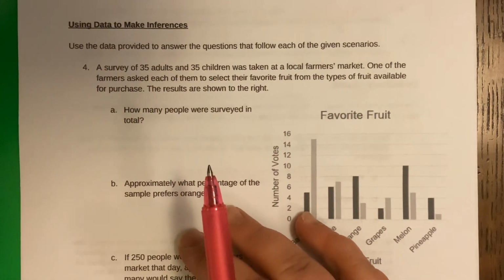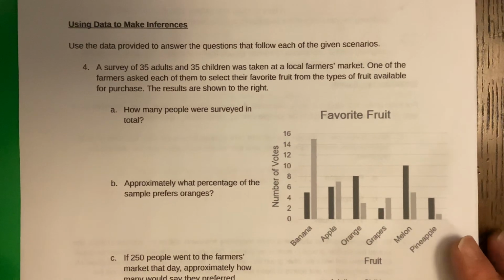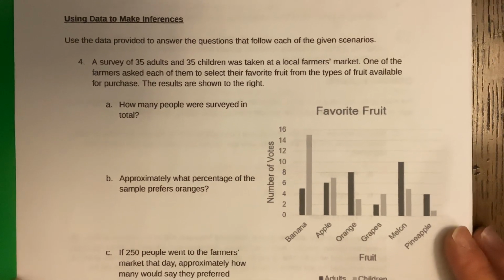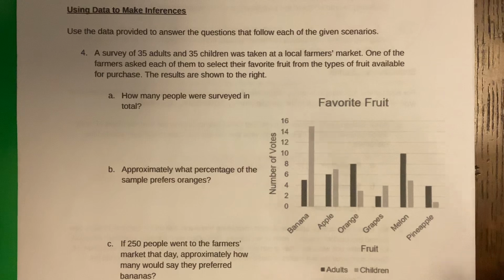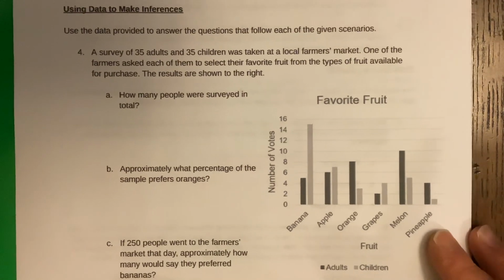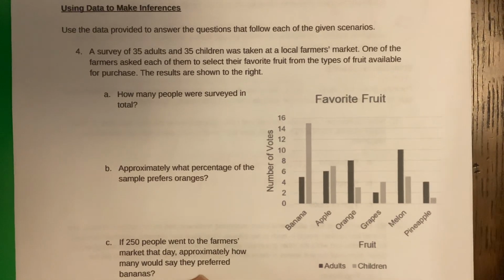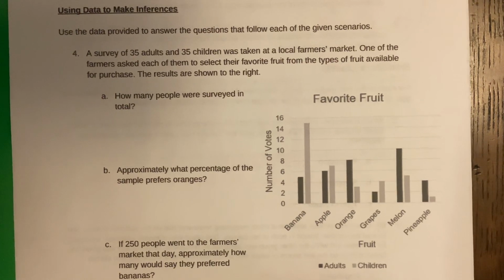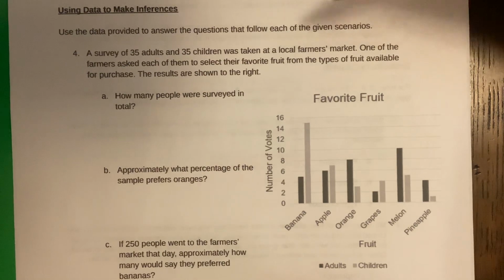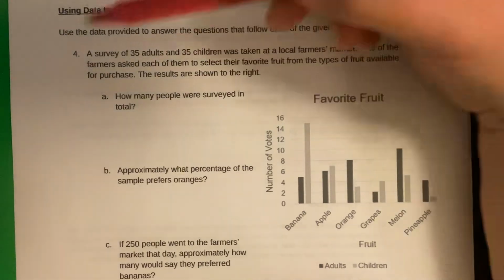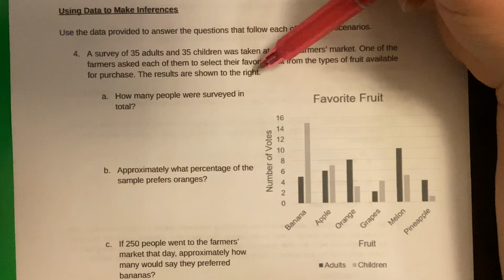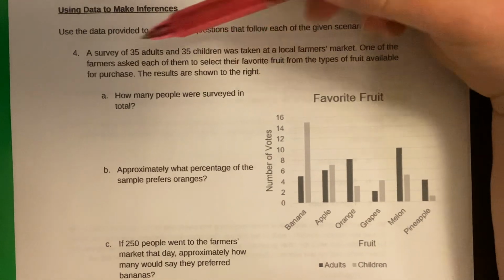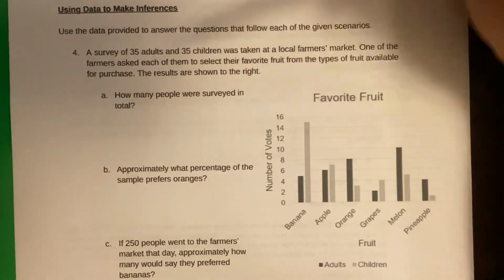All right, so let's talk about how to use your data to make inferences. Okay, so we have an example here, and we're going to take that example and answer questions about it. It says a survey of 35 adults and 35 children was taken at a local farmer's market. One of the farmers asked each of them to select their favorite fruit from the types of fruit available for purchase. The results are shown to the right. Okay, so it says how many people were surveyed in total.